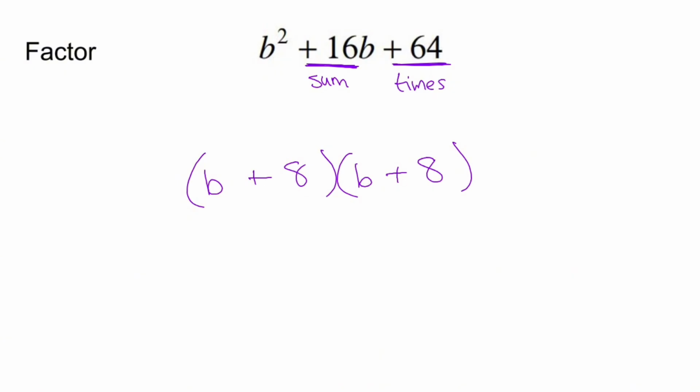Now, it looks like we're done, or it looks like we should be done, but hold up a second. If my job is to factor, I have to make it look as compact as possible. b plus 8 times b plus 8 are the same thing, and we can write that out as b plus 8 squared. So this is a perfect square trinomial.